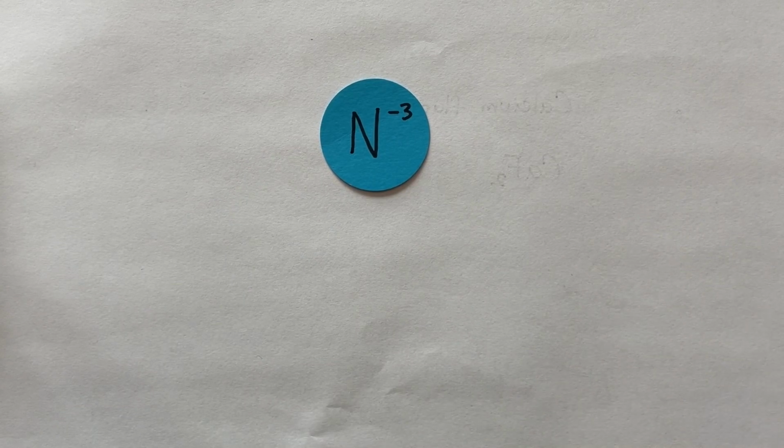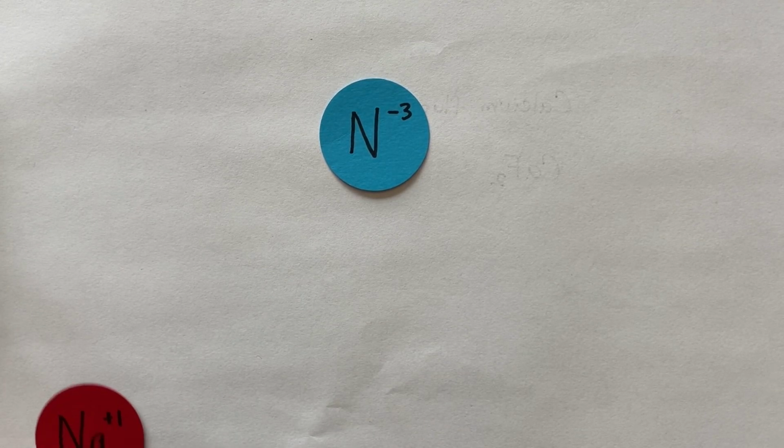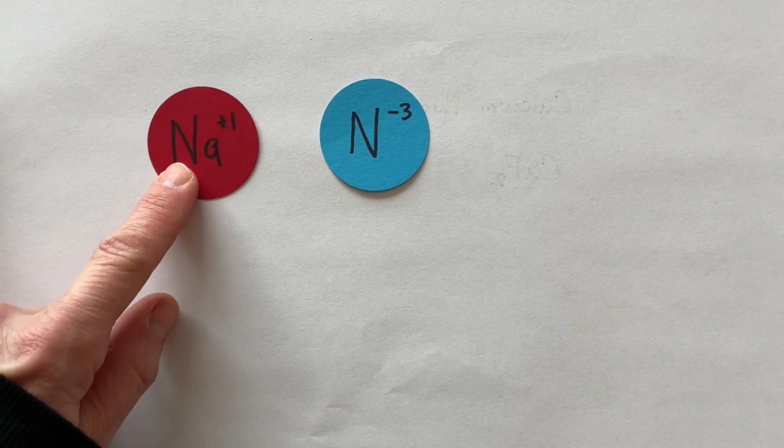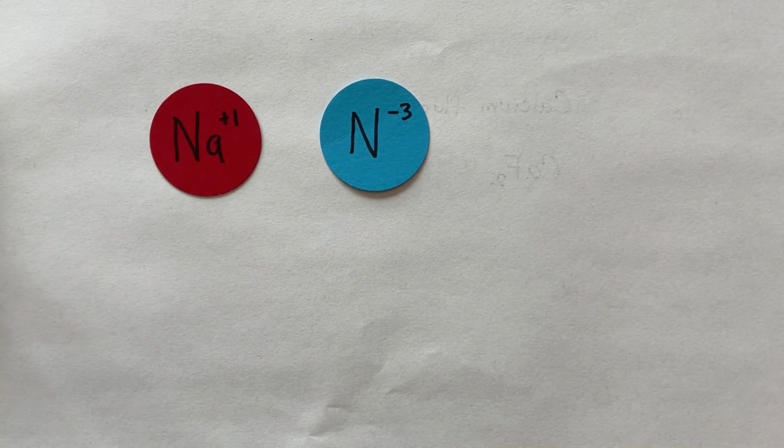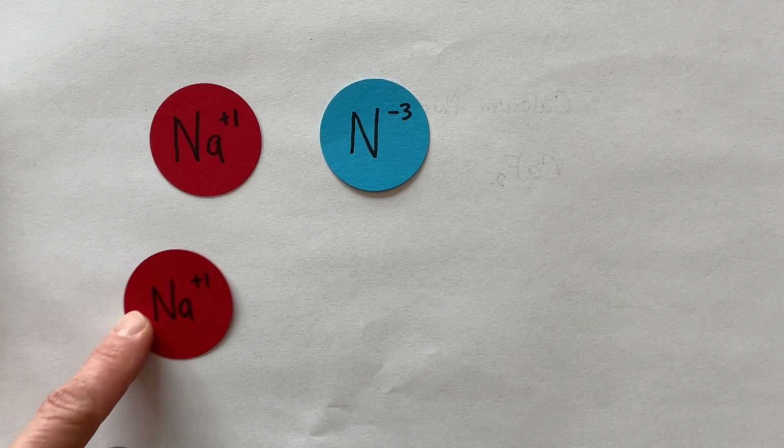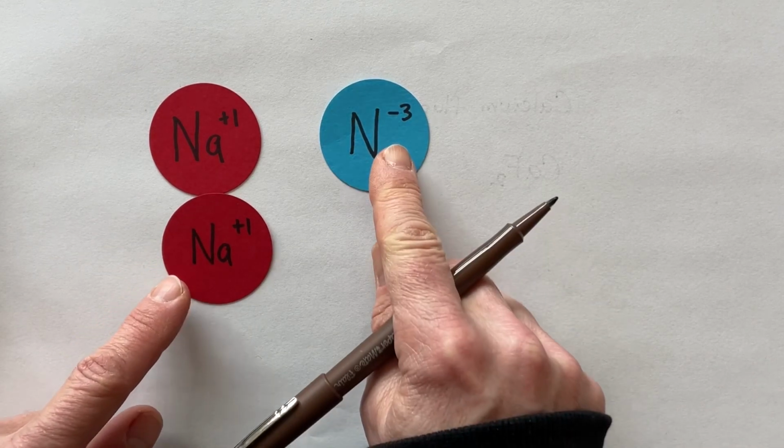I'm going to do another ionic naming example. This time I have a nitride ion with a charge of -3, and it's going to react with sodium. Each sodium ion has a charge of +1. So I will add my first sodium, and I will check, does this add up to 0 overall? And the answer is no. So I will keep adding sodiums until my charges overall add up to 0.